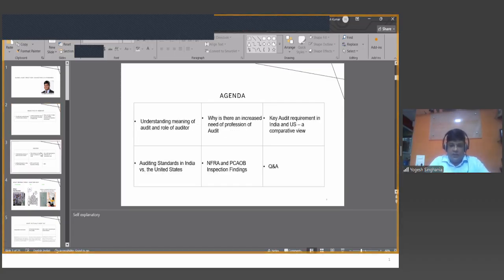The agenda is, first, we are going to understand what audit is, what the auditor's role is in the current scenario, how it is making significant changes, and how an auditor can do audits from within India for global audits. The second topic would be why the profession of audit is gaining more importance nowadays. Third, we will see what the key audit requirements are in India versus the US. Then we'll see the different auditing standards in India and the US. We'll also look into the NFRA and PCAOB inspection findings, and we'll have question and answer. So that's a brief agenda for today.